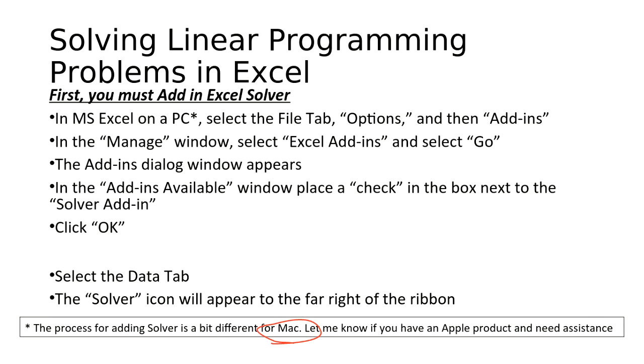So first of all, select your File tab, and then under the File tab click Options, and then select Add-ins. Once there, you'll see a Manage window that'll pop up. It's down at the bottom. You'll select Excel Add-ins, and then select Go. Then a smaller window will pop up with several possible add-ins, and from among all of those, you want to check the box next to the Solver add-in and then click OK. It's pretty straightforward to follow these instructions.